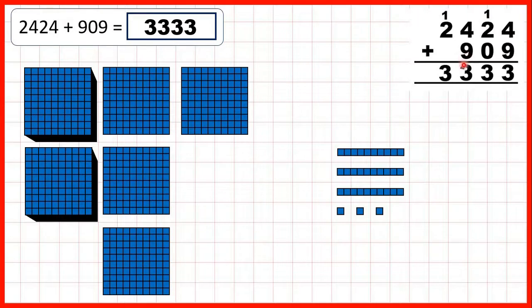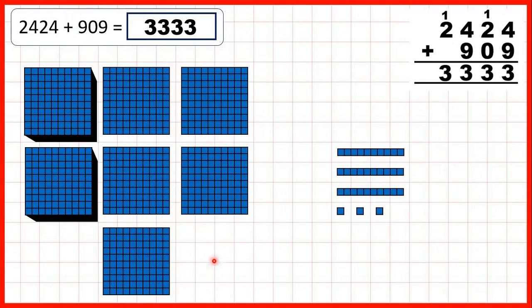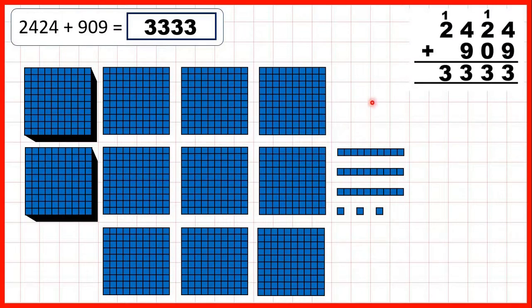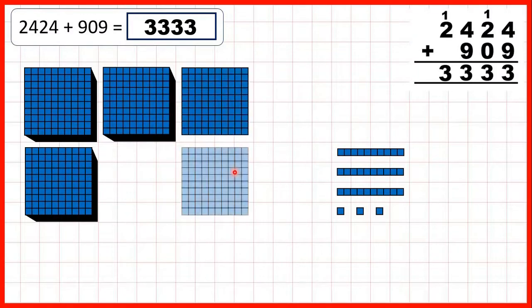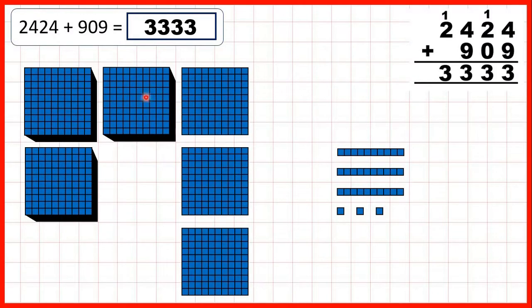Then we need to add 9 hundreds. But remember, once we get 10 hundreds, we can exchange those for 1 extra 1,000. So we can add 1, 2, 3, 4, 5, 6, exchange, then add 7, 8, 9, and now, because we've made an extra 1,000, that's why we write 1 above our thousands place value column, and then we've got 3 hundreds in our answer, and because we weren't adding any more thousands, we've got our 3 thousands as well.